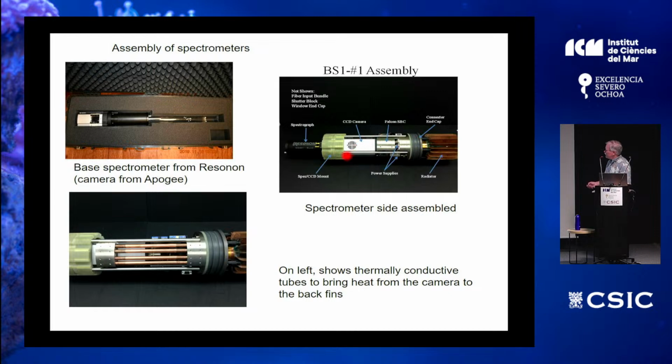The CCD camera is the same kind used for astronomy, and we cool them to minus 60 degrees C. So it has cooling fins that dump the heat to the outside water. There's a single board computer in here. This is the same picture, but now with copper tubes to bring the heat back to those cooling fins.